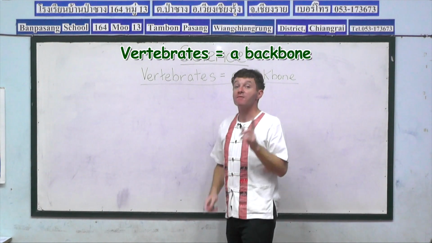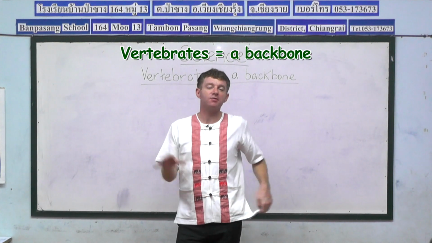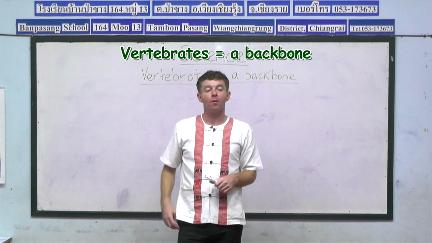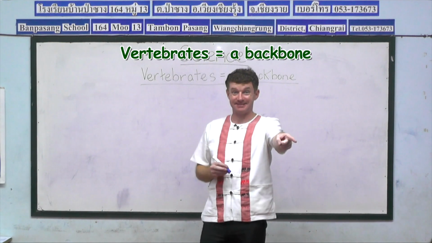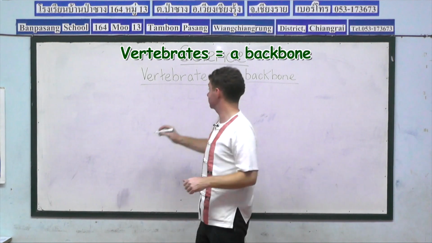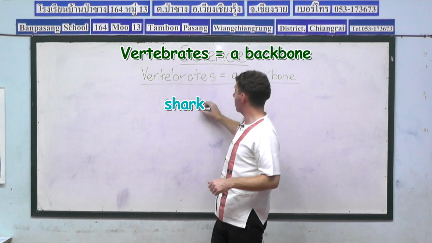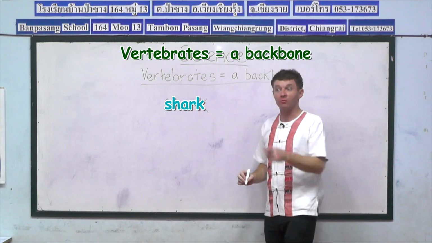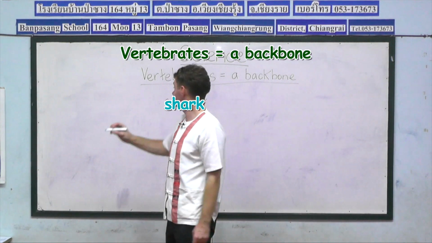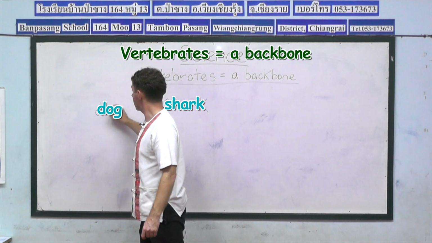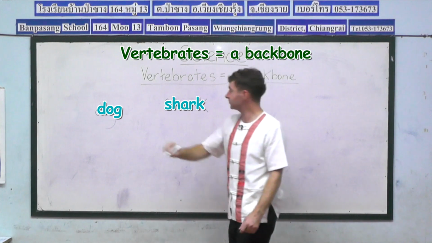Therefore, we are vertebrates. Can anybody think of other animals, guys? Have a think of some of the animals you see. What type of animals do we think are vertebrates? Shark, yes. A shark is a vertebrate. S-H-A-R-K, shark. Dog, yes. Dog is a very common one. Dogs are what we have at home. D-O-G, dog.